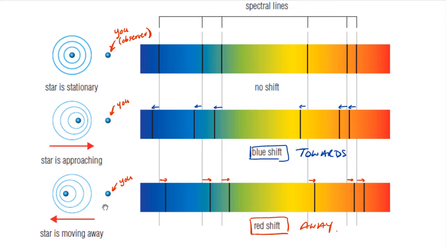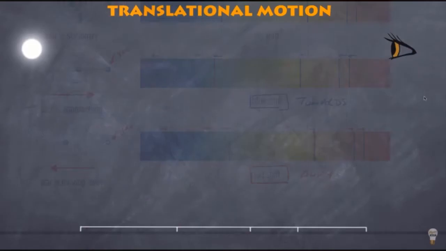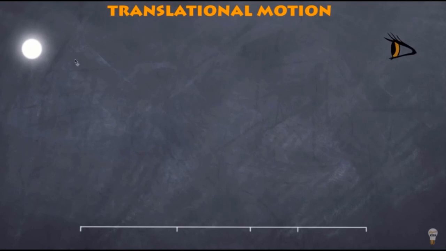So this answers the question of how Hubble knew that the stars were mostly moving away from us. Some are moving towards us, showing the blue shift, but many, many more are showing this red shift pattern, where the spectral element patterns are shifting towards the red. Now the next thing I want to look at is translational motion.